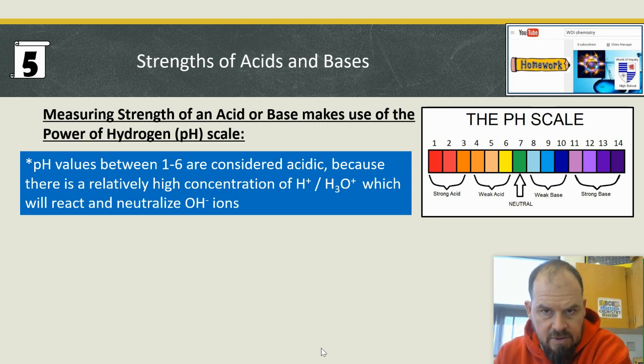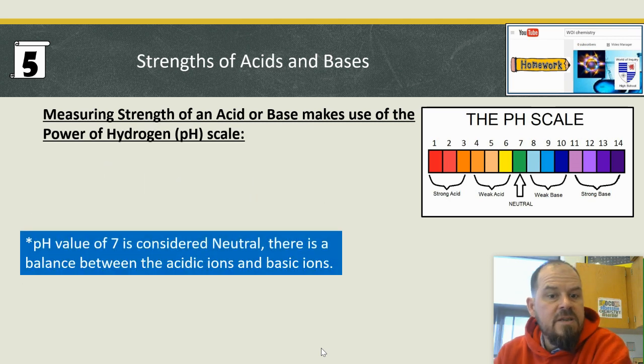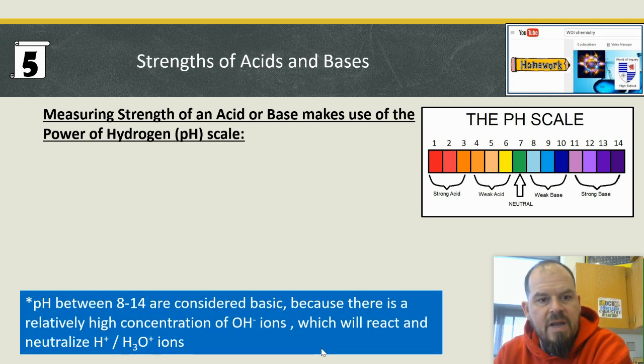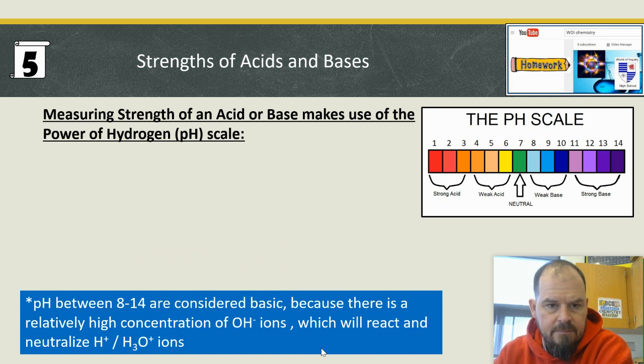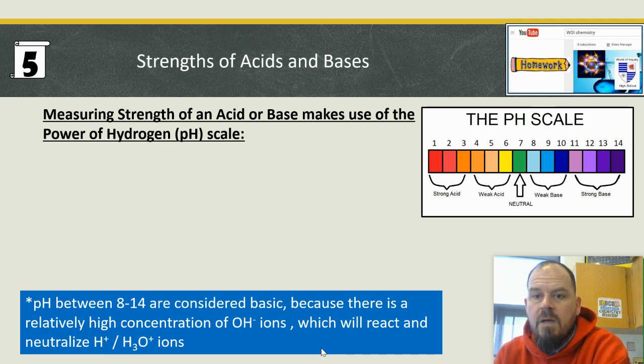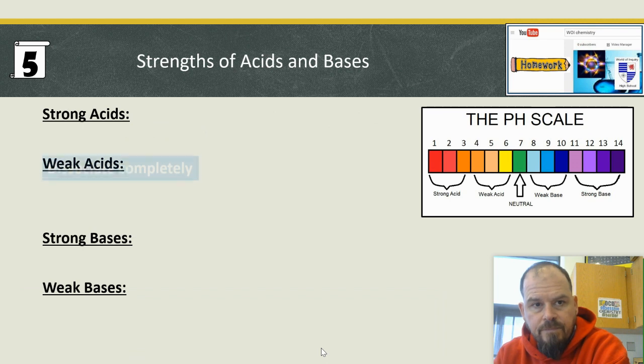pH values between 1 and 6 are considered acidic because there's a higher concentration of H plus now, which will react and neutralize OH minus ions because they're the opposite. pH 7 is considered neutral. That means there's the same number of OH minuses as there are H pluses, and they just balance themselves out. And then higher than 7 is basic. Okay? That's just the general rule of how we read this. And this little picture is perfect as far as what's what. Okay, where the weak is, where the strong is.